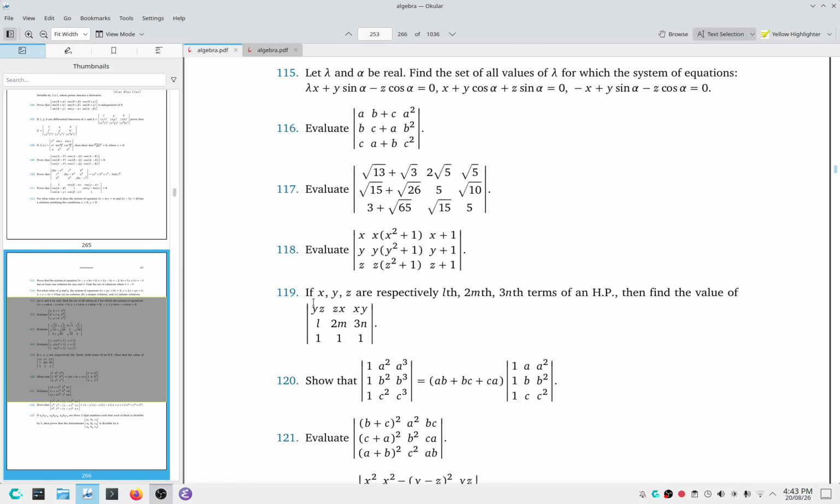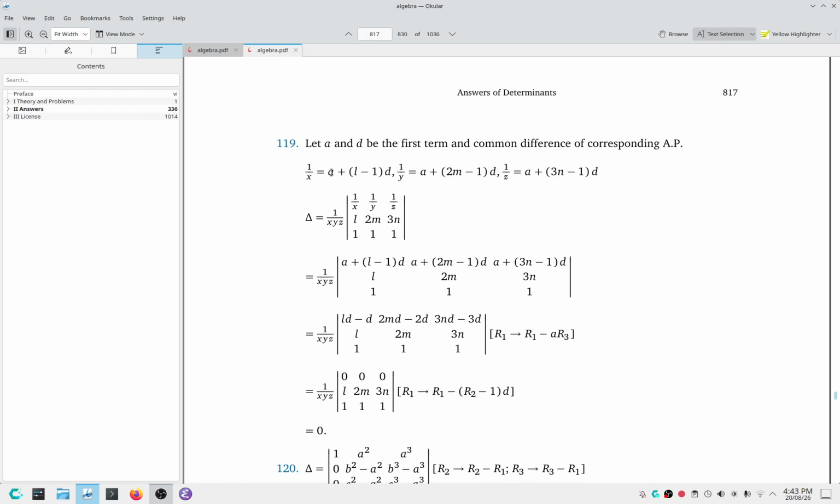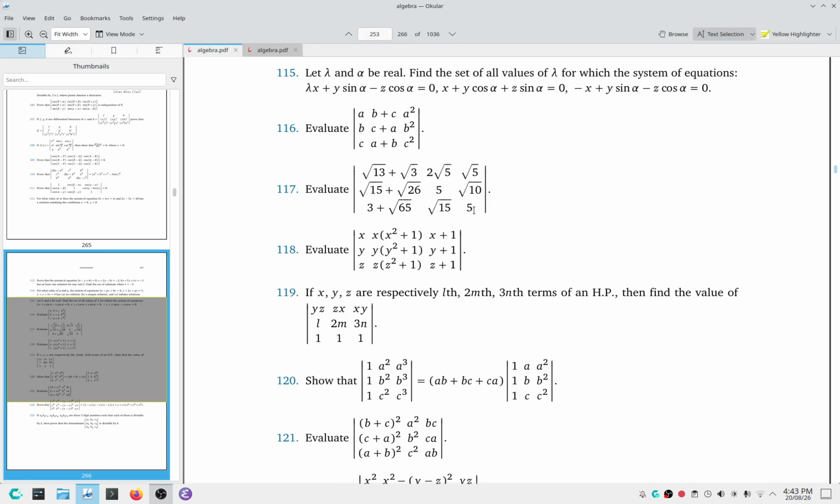Question 119 says that if x, y, z are respectively the lth, 2nth, and 3nth terms of an HP, then find the value of the determinant with rows yz, zx, xy; l, 2n, 3n; 1, 1, 1. So we let A and D be the first term and common difference of the corresponding AP. Then 1/x will be A + (l − 1)D, 1/y will be A + (2n − 1)D, and 1/z will be A + (3n − 1)D.